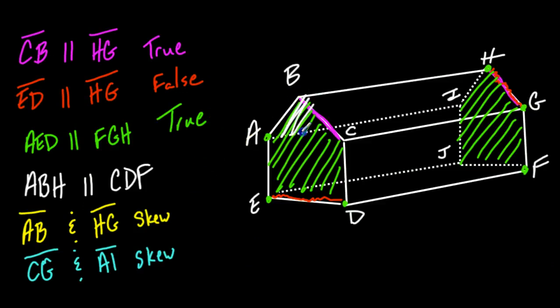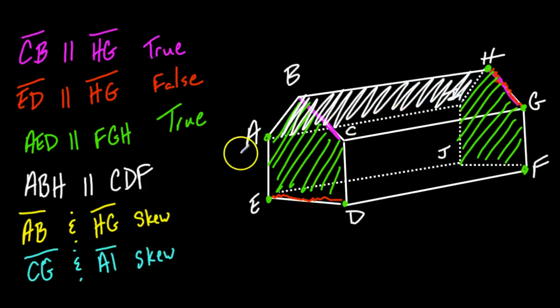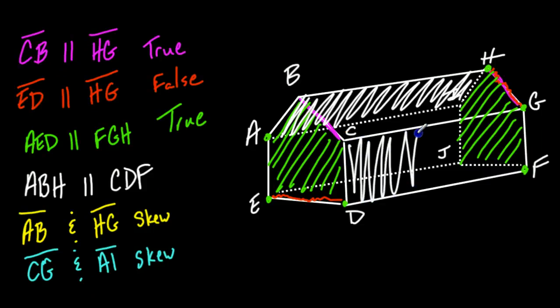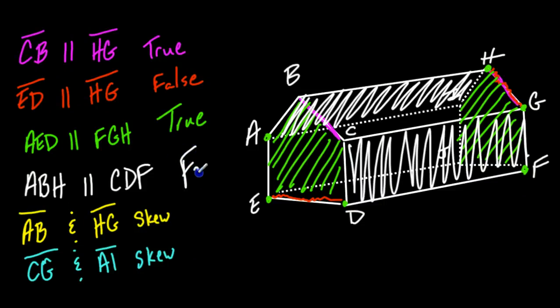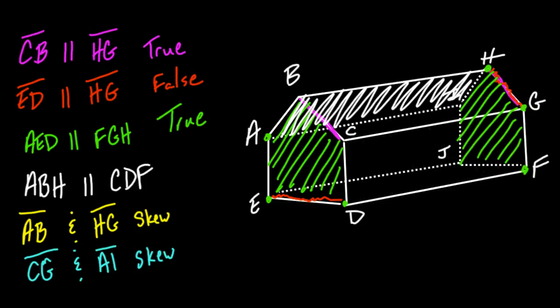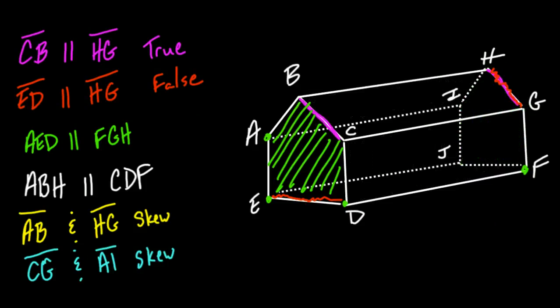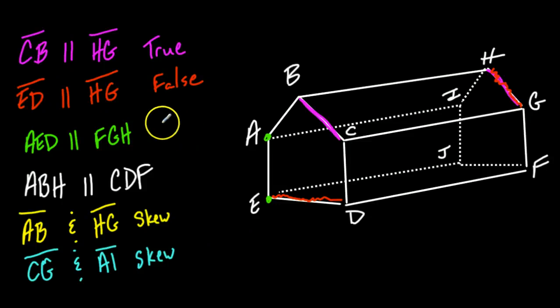We've got A, B, H. That's that kind of slanted one on the back, the one we're highlighting in white. And then we've got C, D, F, which is that front one. Are those 2 planes parallel? No, they're not. If we extend it, they'd probably hit somewhere pretty high, but they would definitely hit. All right, let's go ahead and clear this up a little bit here. That one was, we said, true. The next one was false. And that brings us to the yellow one.